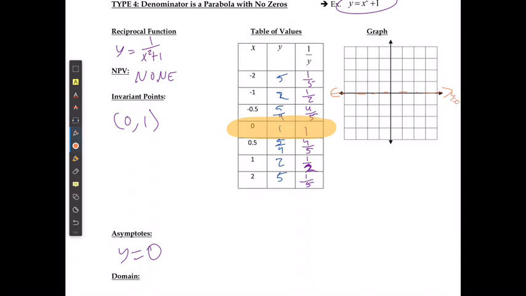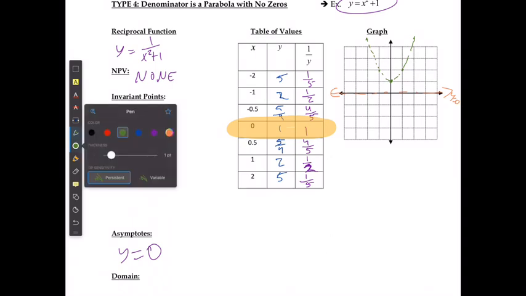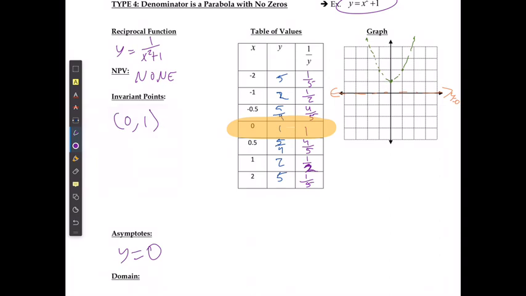All right, well, let's graph out our original one and see what this looks like. So for my original one, for the x squared plus 1, it's going to look something like this. For my reciprocal one, I have my invariant point here. And then we can see that it's going to come down to 1/2 on either side.